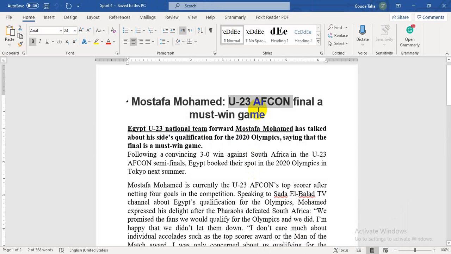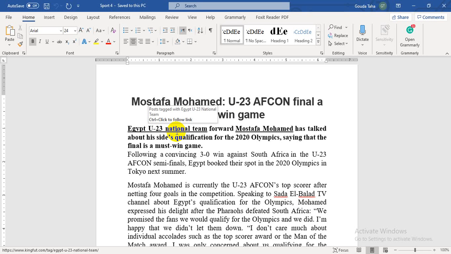So here, a final, the finale, the last game. So the final, a must-win game. Let's read this again. Remember again, the first skill is to process, understand, and interpret the information involved in the source text. Egypt under 23 national team forward Mustafa Muhammad has talked about his side's qualification for the 2020 Olympics, saying that the final is a must-win game.